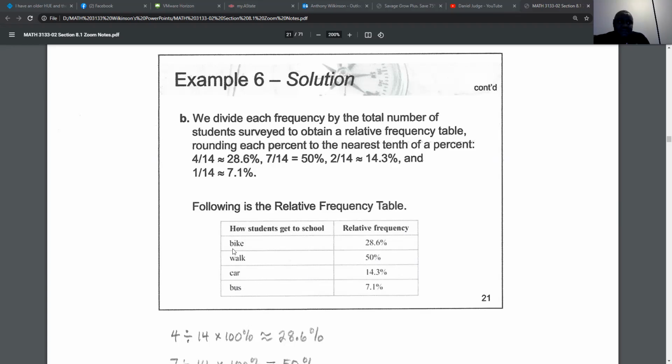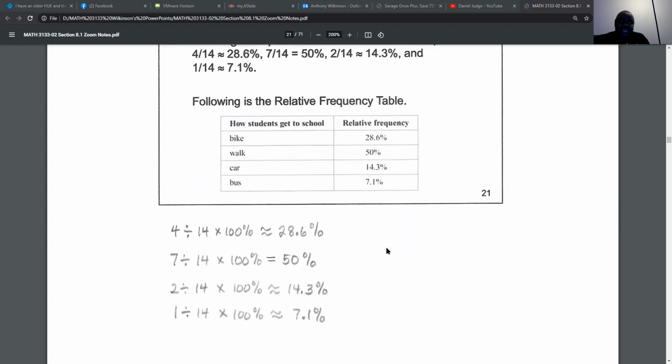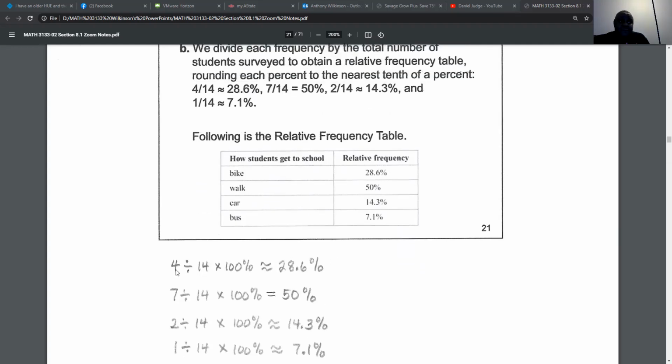So for the bike, how students get to school by riding their bike was 28.6%. And the way they did that is this. There were 4 that reported that they got to school by riding a bike. The total number is 14. There were 14 students who were surveyed. So 4 divided by 14, and then we multiply that by 100%, will give you approximately 28.6%. We round to the nearest 10th or to 1 decimal place. So 28.6% of these students get to school by riding their bike.